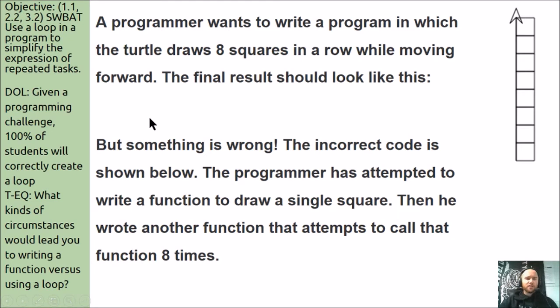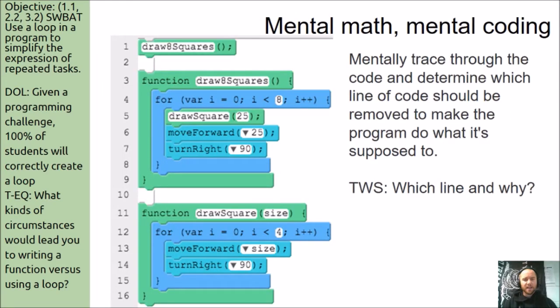So here's a challenge for you. A programmer wants to write a program in which the turtle draws 8 squares in a row. The final result should look something like this to the right. But something is wrong. The incorrect code is going to be shown on the next slide. The programmer has attempted to write a function to draw a single square, and then he wrote another function that attempts to call that function 8 times. Get it? Looping 8 times.